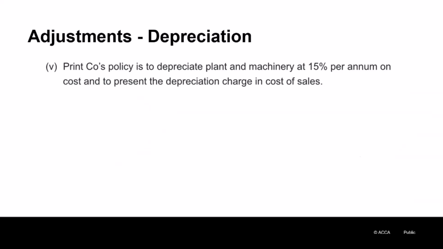Now, with respect to common adjustments that come up, the first very common one is depreciation, because every organization or company has some kind of non-current asset, so the examiner is forced to give you depreciation. Over here we can see an example. Print company's policy is to depreciate machinery at 15% per annum, and they clearly tell you that the depreciation is to be charged to cost of sales.